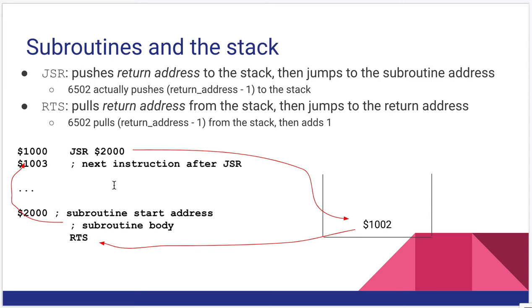Now, why is the return address always two past the address of the JSR? Well, it has to do with JSR being 3 bytes long. So 1000, 1001, 1002 would be the bytes that this instruction takes up. So this is the last byte of the JSR instruction.